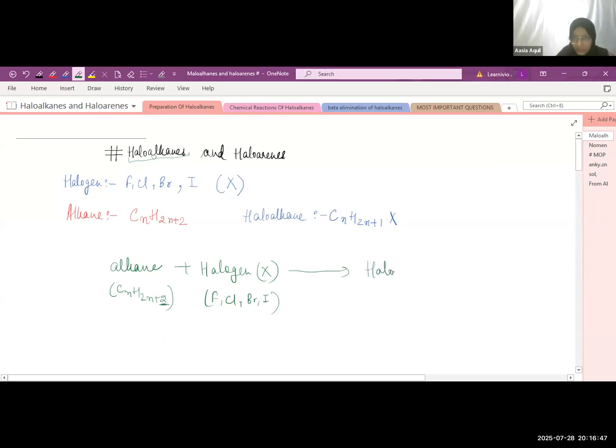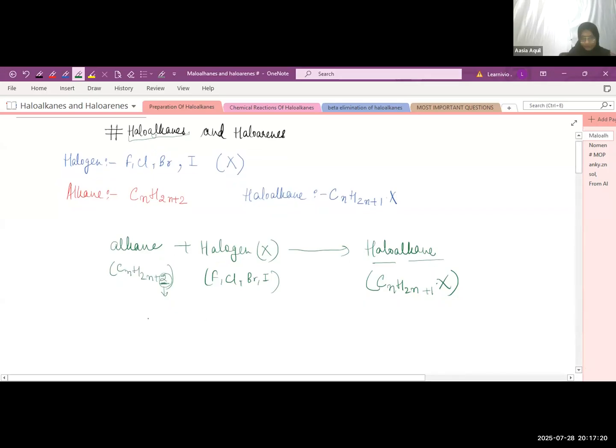So that is your haloalkane, halogen plus alkane. And what will be the formula for haloalkane? It's CnH2n, right? From the alkane, just remove one hydrogen, so plus 1, into X. So that's the formula of haloalkane, and X denotes the halogen group. So how can we explain the haloalkane? Haloalkane is basically a substituted product of alkane by halogen.